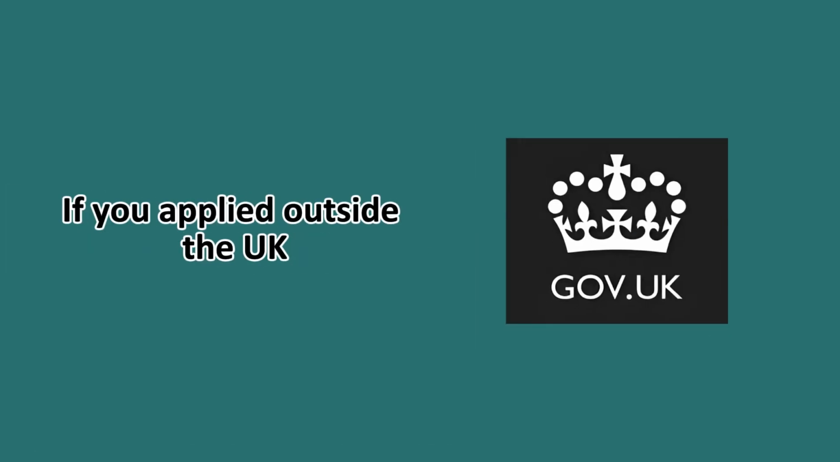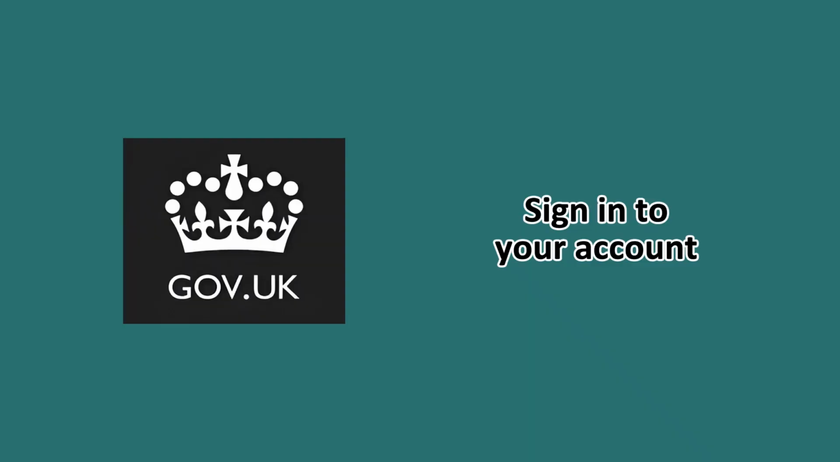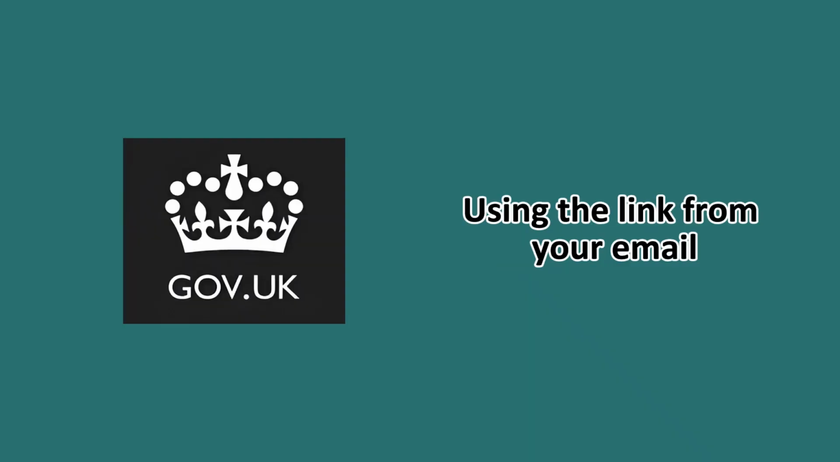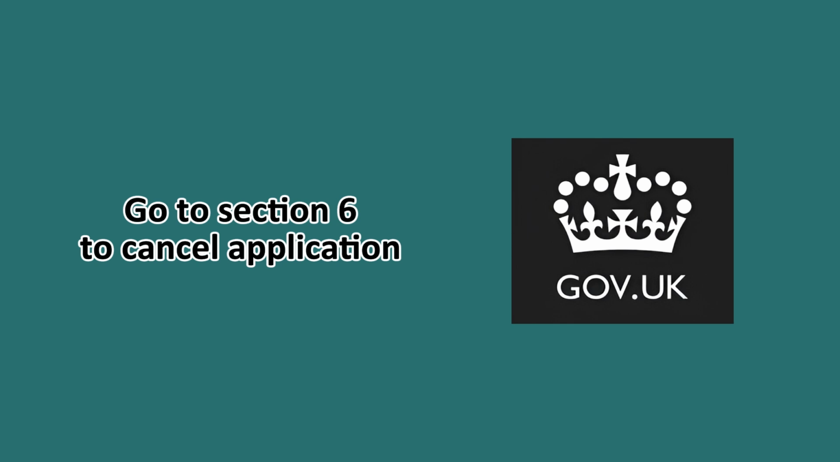Also, if you applied outside the UK, you'll need to sign into your account using the link from your sign-up email and go to Section 6, Further Actions, to cancel your application. You'll also need to cancel any appointment at the Visa Application Center.